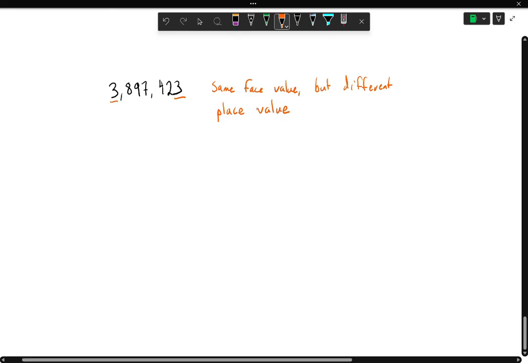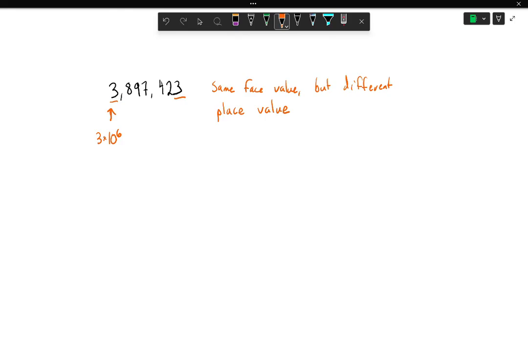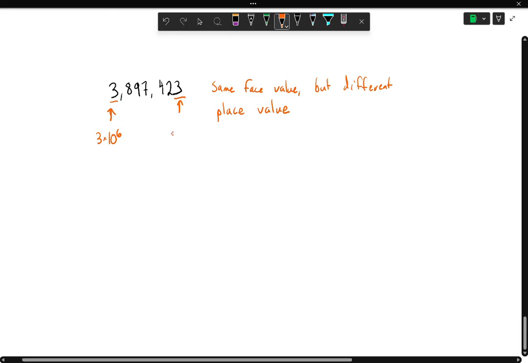The 3 farthest to the left is 3 million, or 3 times 10 to the 6th power. Or in other words, 10, groups of 10, groups of 10, groups of 10, groups of 10. Say that 5 times fast. Whereas the 3 at the end is just 3 ones. So they have different place values, but the same face value.